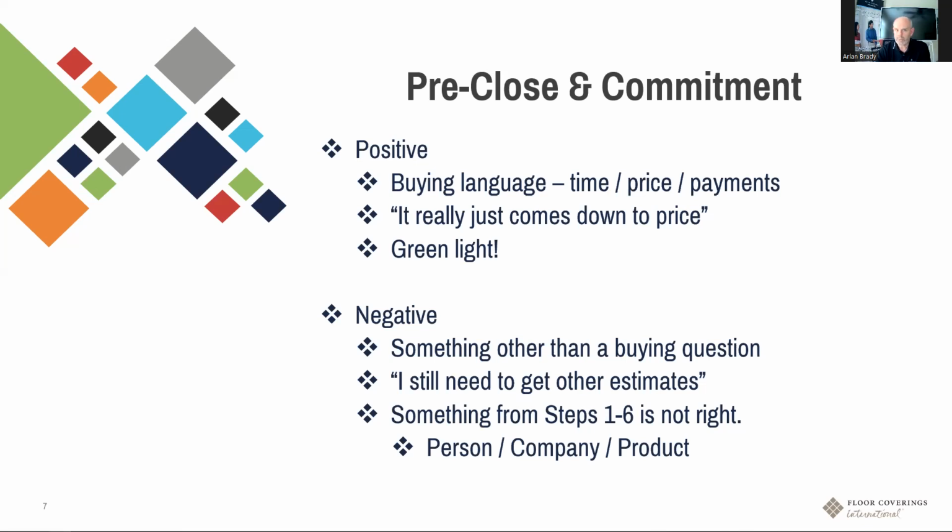So if at the pre-close, the customer is saying, I still need to get other estimates, it is a clear signal that there's something in steps 1 through 6 that's not right. At this point, the customer should be convinced that you're the right person to work with. If you've delivered a great company story and a great product presentation, then the customer should feel like this is the right company to work with, and I've fallen in love with the product, and this is the right product for me. So if the customer is saying, well, I still need to get other estimates, there's an indication that something's still not right.